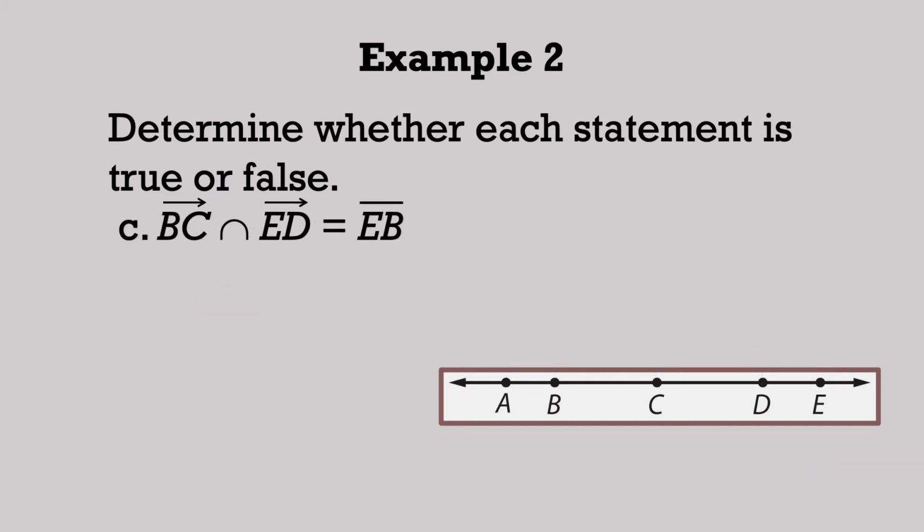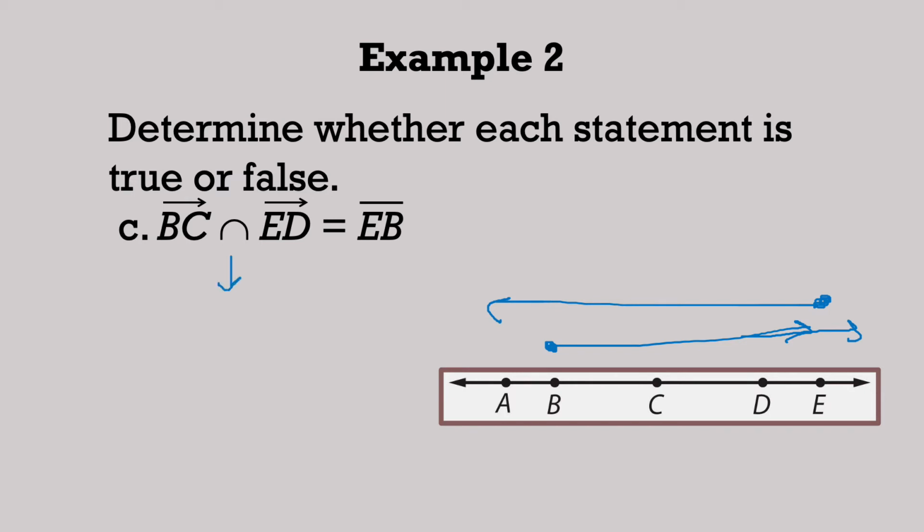Okay, this is our last statement for this example. We have BC, which is going to start here, closed circle, go in the direction of C, and then ED, closed, go in this direction. Okay, does that equal the segment EB? So segment means that it has a start and an ending, right? And this is the intersection.